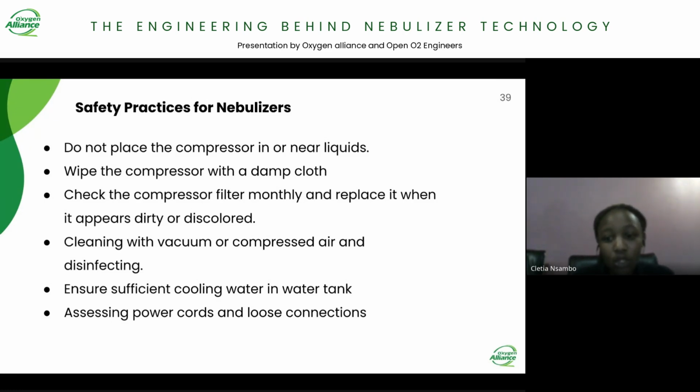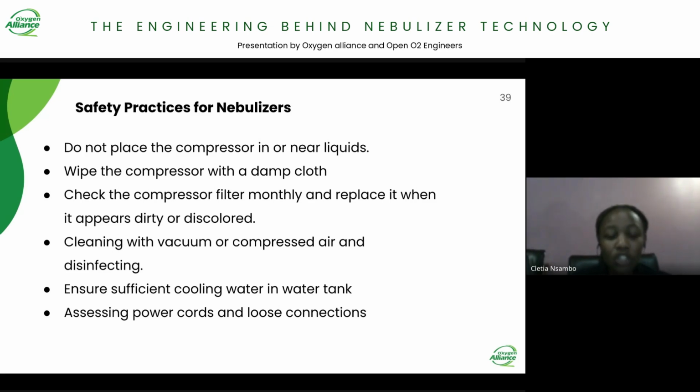And also you need to clean the unit or the nebulizer using a vacuum or compressed air. There are some components that don't need to be in contact with water, so you just need to use a vacuum or compressed air. And there are some components that can be cleaned with liquids. So you just have to take note of that.